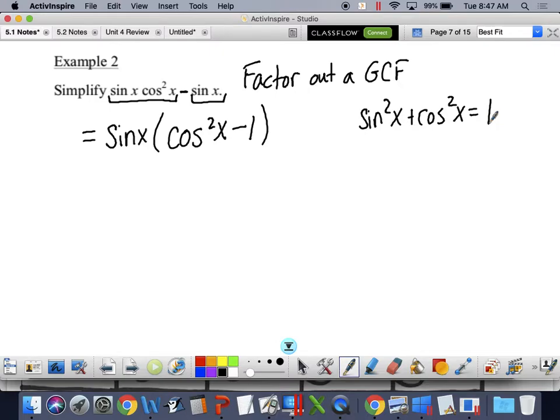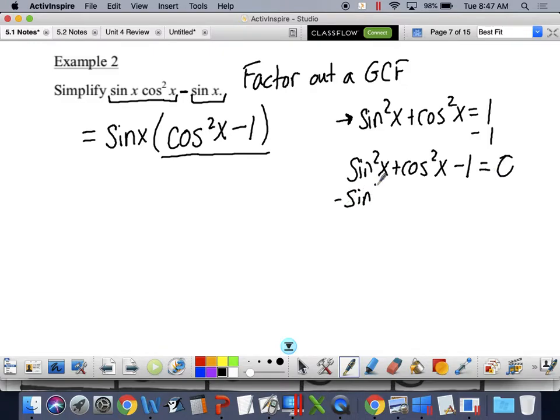Let's see if I can solve this particular identity so that it gives out cosine squared x minus 1. Let's move the 1 over. So I have sine squared x plus cosine squared x minus 1 equals 0. Now I want to get rid of that sine squared x, so I'm going to subtract sine squared x from both sides of my equal sign. So I get that cosine squared x minus 1 is equal to negative sine squared x.